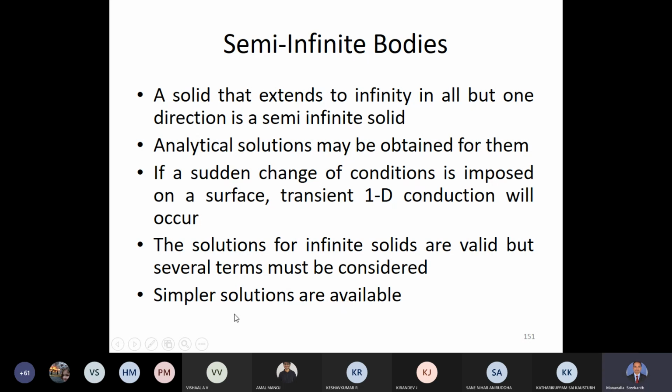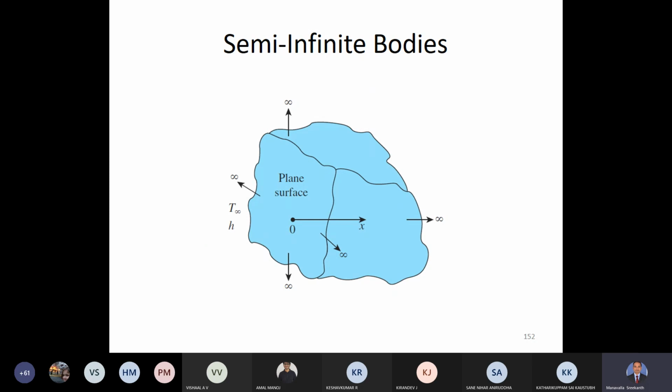But then there are simpler solutions available for Fourier number greater than 0.2. Now for the semi-infinite bodies, you can see here there is some random shaped body, and on this surface, let us say some thermal condition has been applied, like suddenly we started condensing steam on this surface. So what happens is this surface feels the thermal effects.